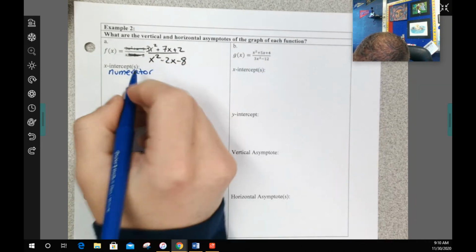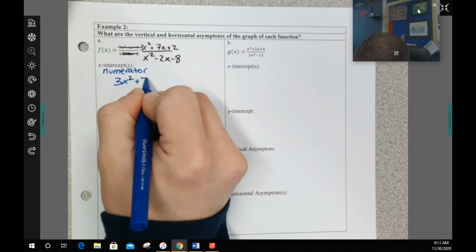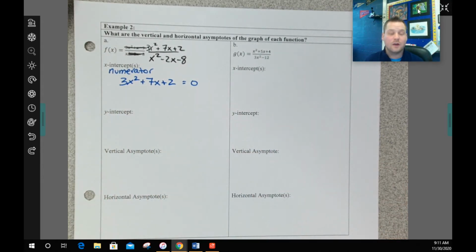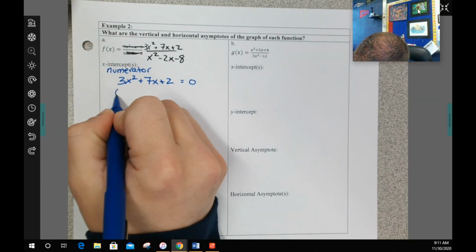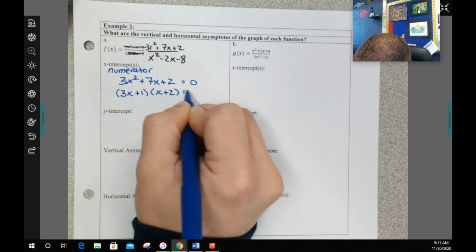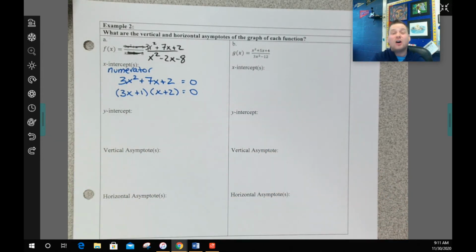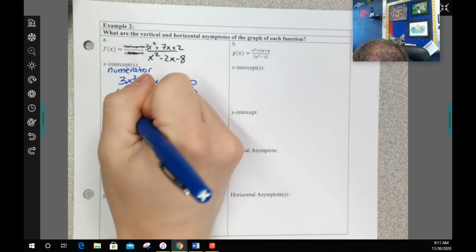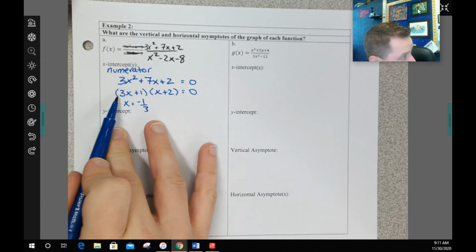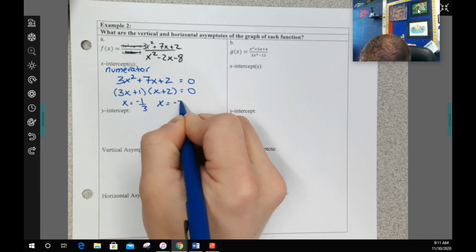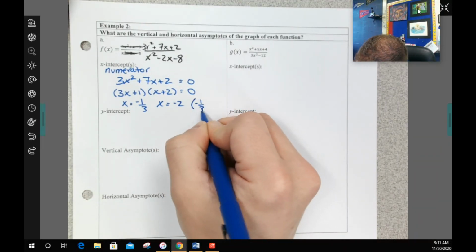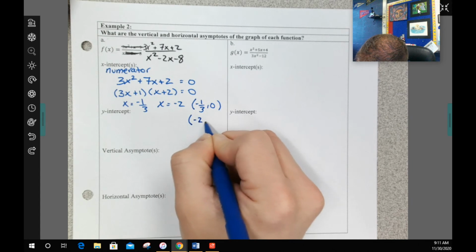So what we do is we take our numerator, 3x squared plus 7x plus 2, and set it equal to 0. We go ahead and factor that. It's going to factor down to be (3x plus 1)(x plus 2). And then solving each of those is going to give me intercepts at negative 1/3, because I subtract 1 and divide by 3, and negative 2. And then remember, these are points, so I want to write them as ordered pairs. So we got (negative 1/3, 0) and (negative 2, 0).